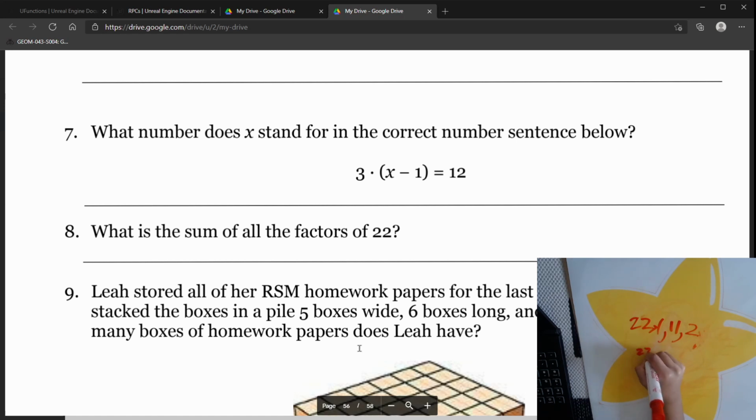So when you add 22 plus 11, we would get 33. And then 33 plus 3, because 1 plus 2 equals 3, so 33 plus 3 is 36. So 36 would be your answer.